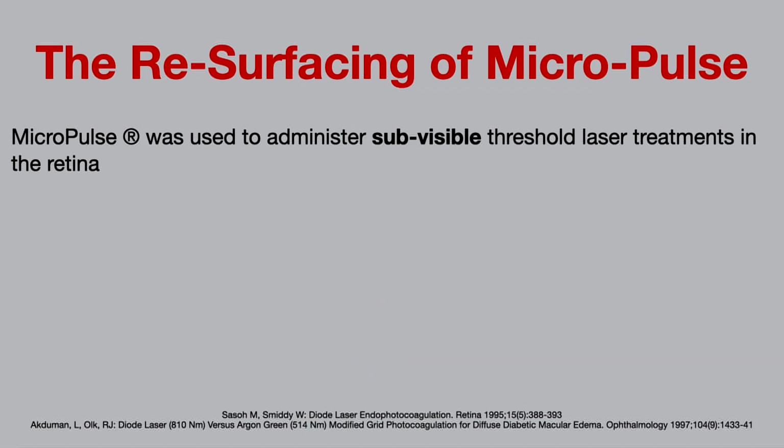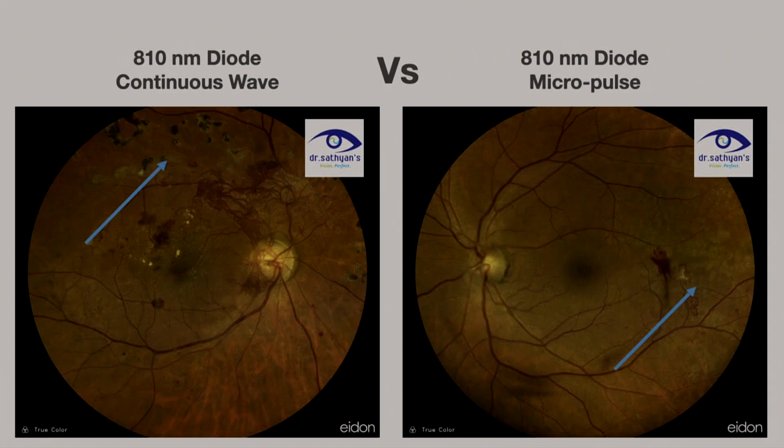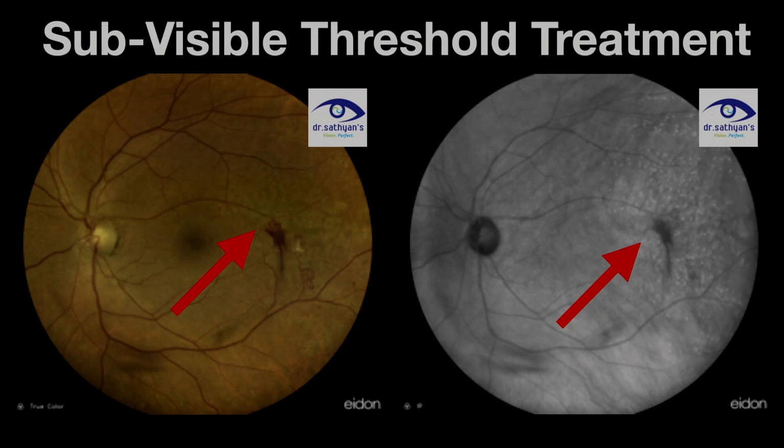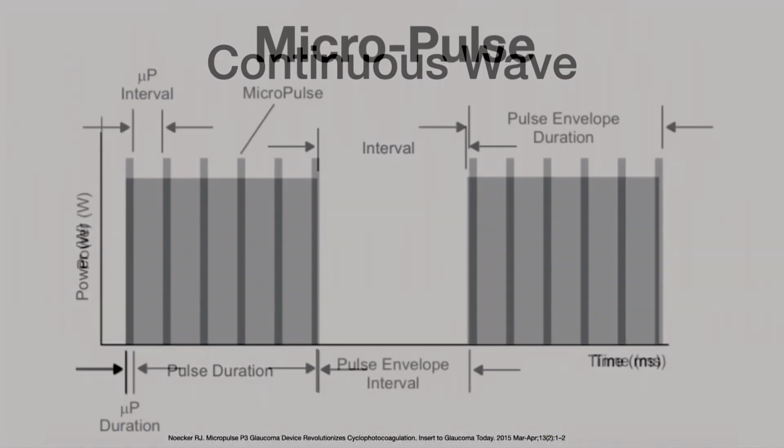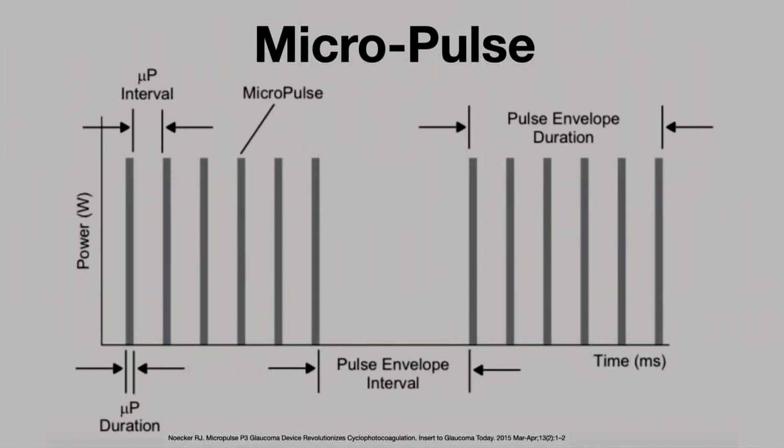So the urge led to a rediscovery, a resurfacing of the micropulse that came from the 810 nanometer diode, which was used for the retinal lasers. Similarly, you can see the micropulse for the retinal lasers, how the spots are very sub-threshold. Sub-visible threshold treatment was happening in the retina, and that is something that we used for glaucoma as well, whereby we minimize the thermal damage, and the continuous waves are broken up into micropulses.